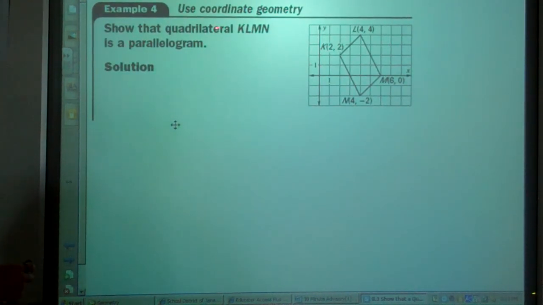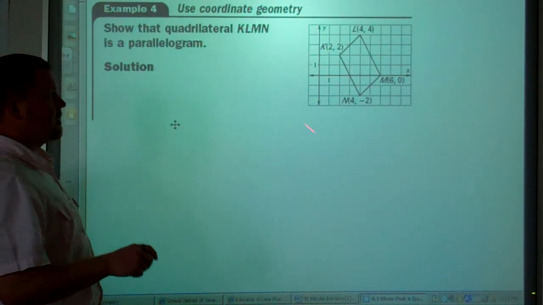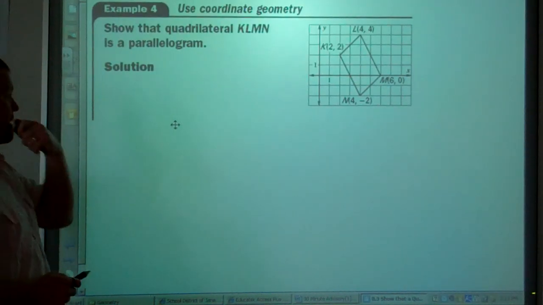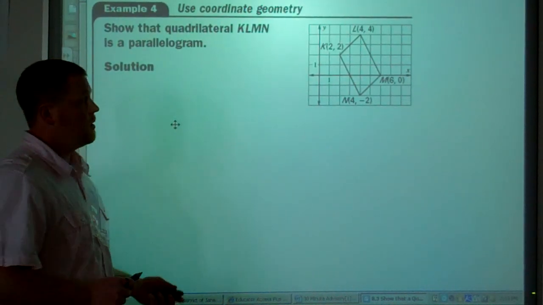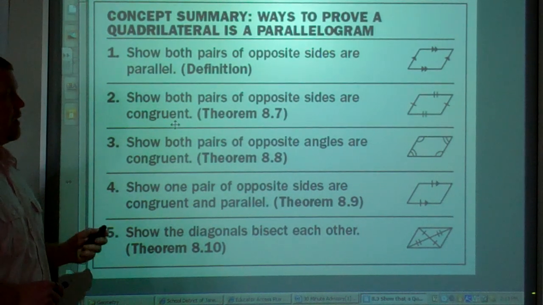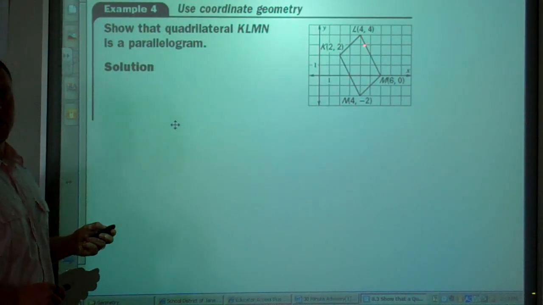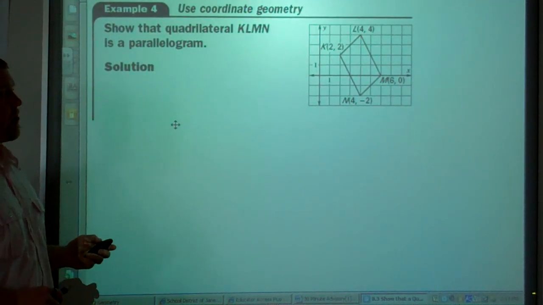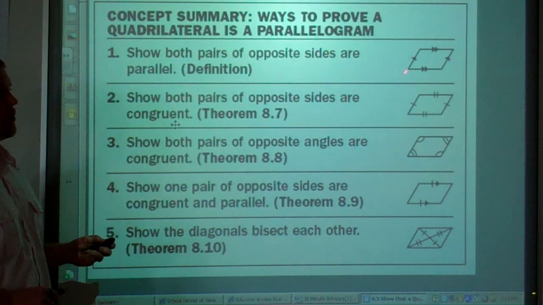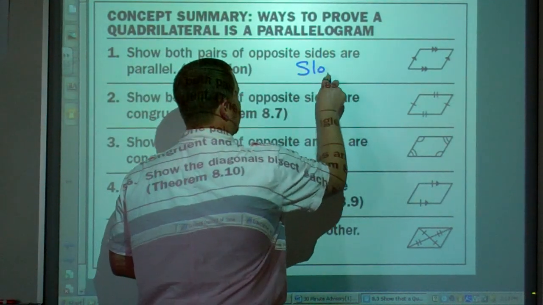Show that quadrilateral KLMN is a parallelogram. So we have the figure in the coordinate plane here. How can we prove or show that this is a parallelogram? We would want to show one of these 5 ways. If we're going to use the first one to show that this figure is a parallelogram, how do you show both pairs of sides are parallel? What are we looking at there? We're looking at their slopes, so we'd use the slope formula.